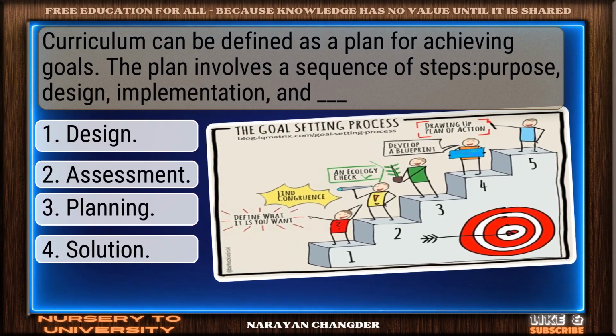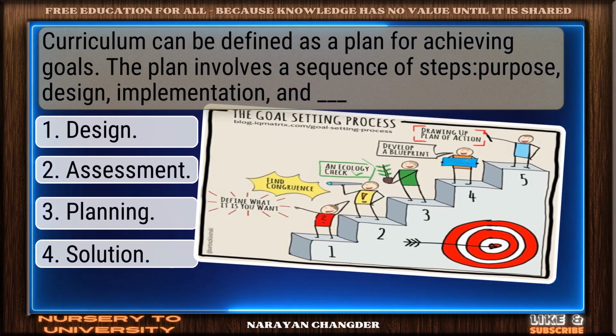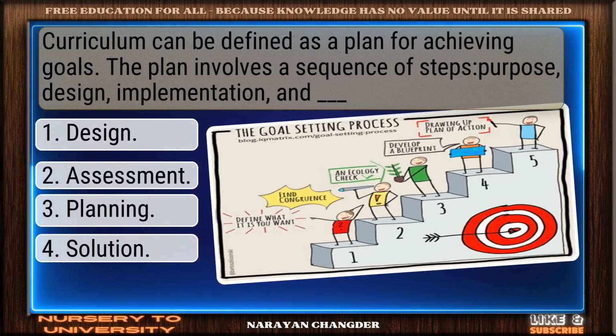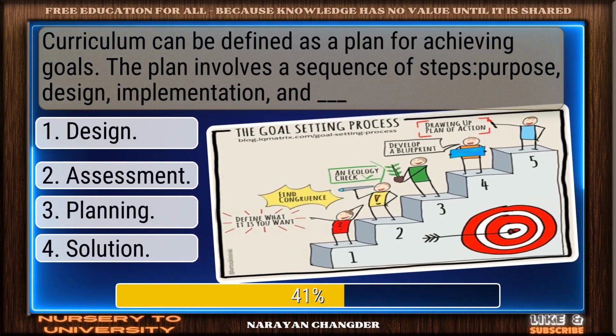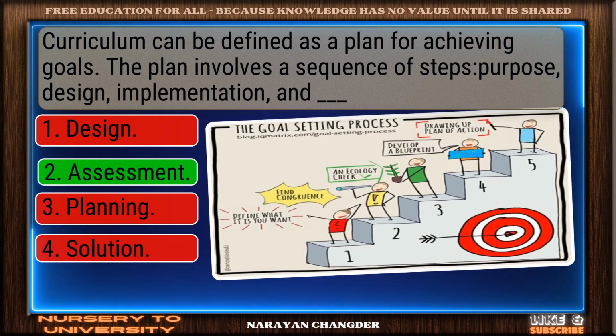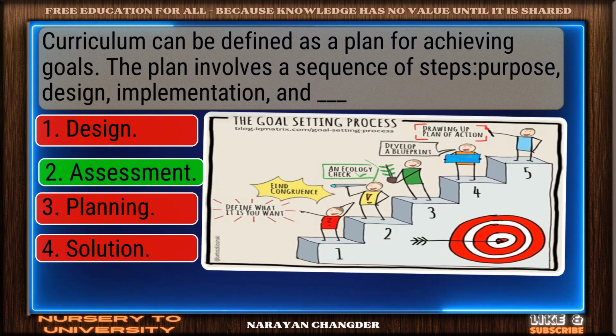Curriculum can be defined as a plan for achieving goals. The plan involves a sequence of steps: purpose, design, implementation, and dash. Correct. Assessment is the right answer.